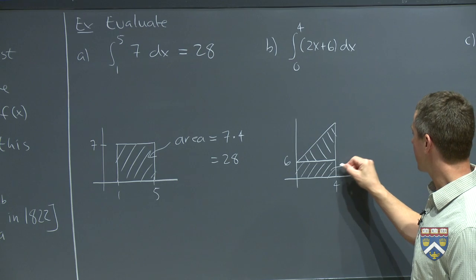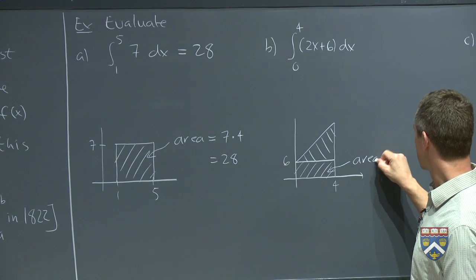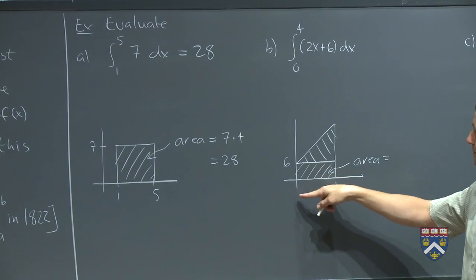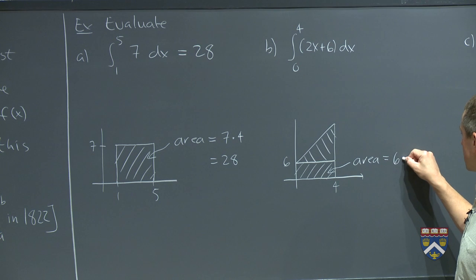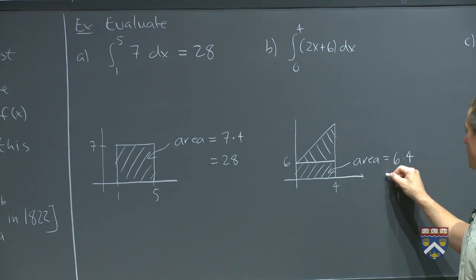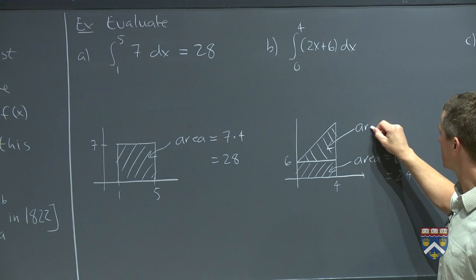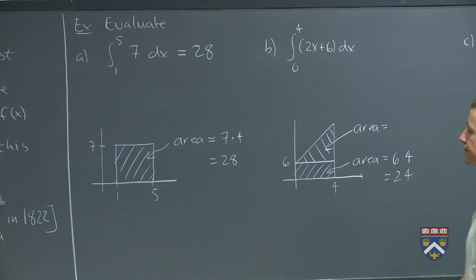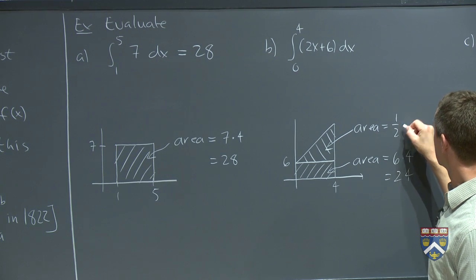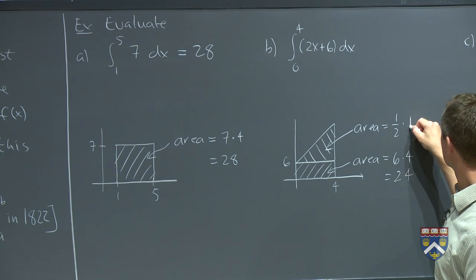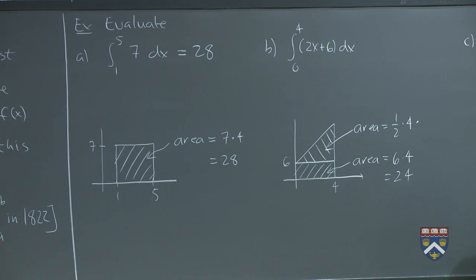So the area of the rectangle is what? It is 6 units tall, 4 units across. So that's 24 units. What's the area of the triangle? So the area of a triangle is 1/2 base times height, right? So 1/2. The base is 4. And what's the height of this triangle?